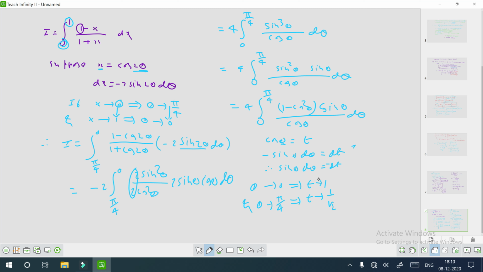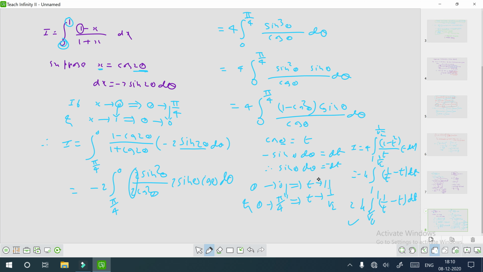So this integral can be converted to 4 times, see, 0 to pi by 4 becomes 1 to 1 upon root 2, of (1 minus t square) over t into minus dt. So minus 4, 1 to 1 over root 2, of (1 by t minus t) dt. So that is equal to 4 times integral from 1 over root 2 to 1 of (1 by t minus t) dt. Now we can easily integrate it. Yes or no? Yes.